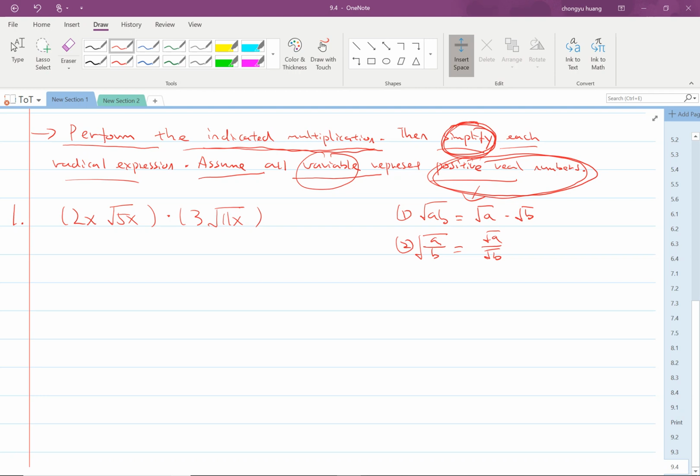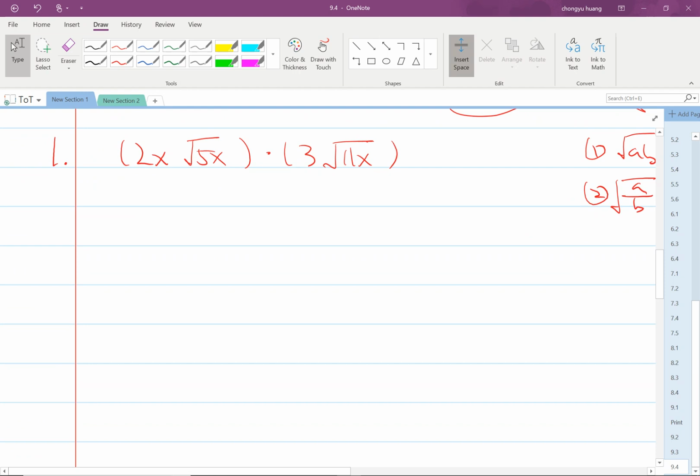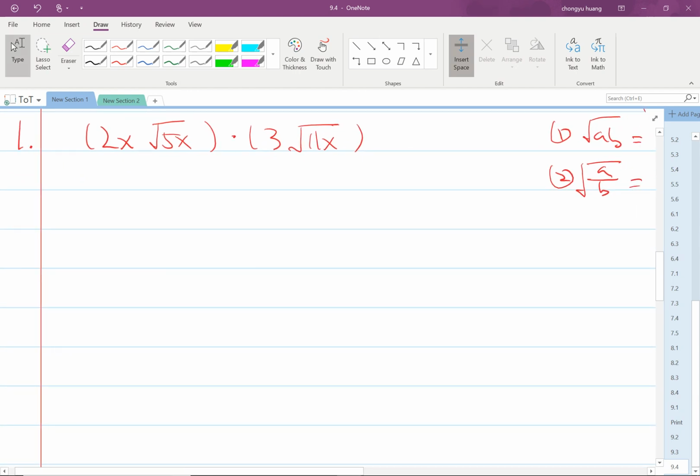Now let's look at the first question. Let me read it first. What we have is 2x square root of 5x multiplied by 3 square root of 11x.